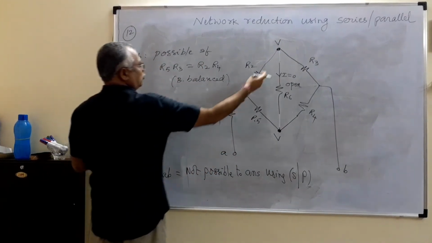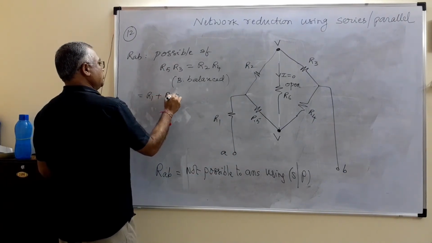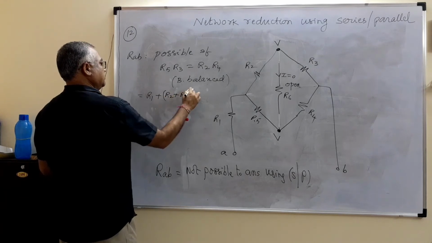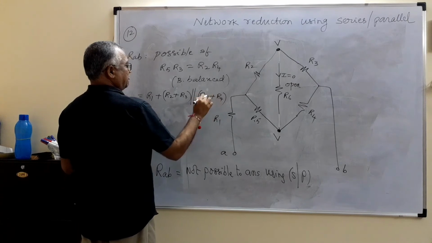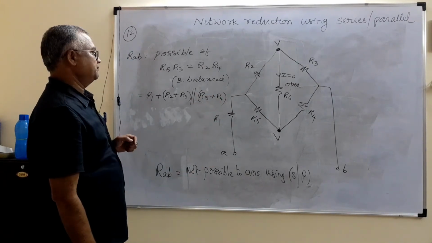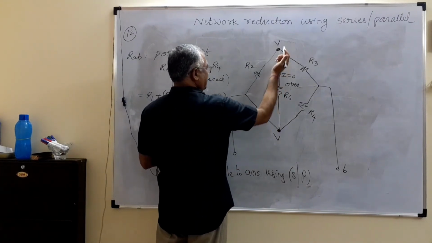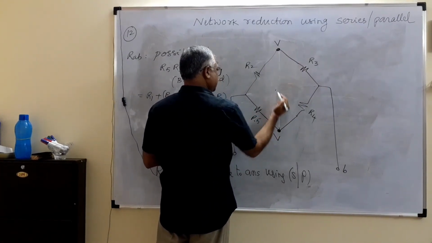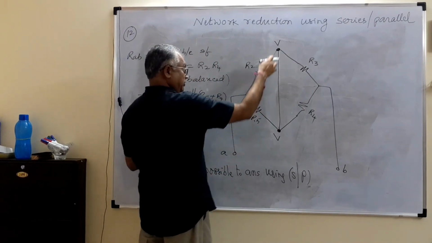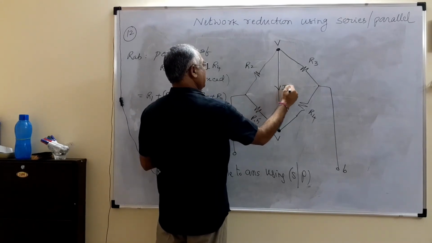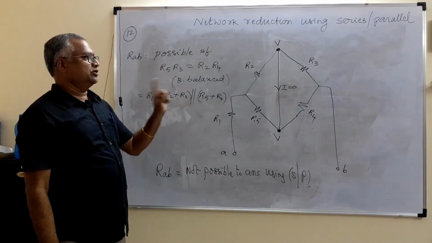So what is the answer under open condition? R1 plus R2, plus R3 is parallel with R5 plus R4. Not necessarily open. Even you can also think like short. Can also think like a short. Even though it is short, what is the value of current? 0 only. Because bridge is balanced, whether open or short, current is 0.